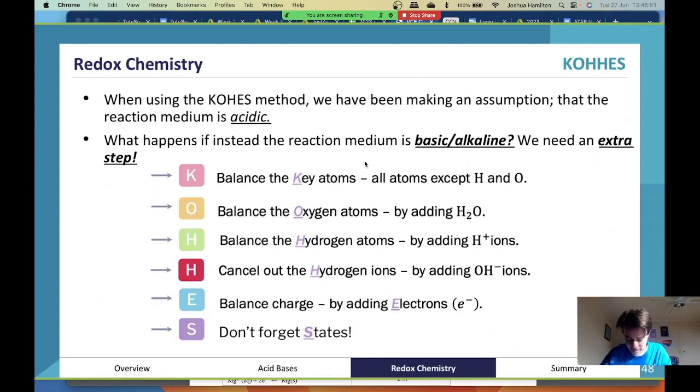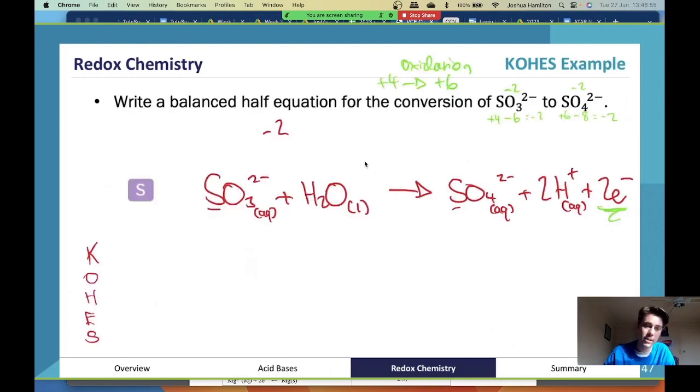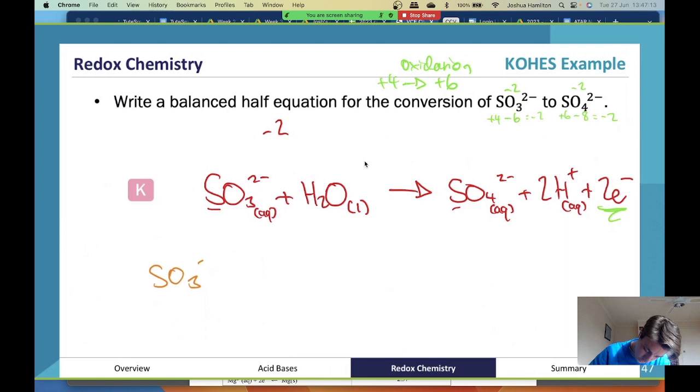And this complicates this. So let's jump back to this example here. We're going to go back to this example and do it again, and we're going to do this example in orange. We're going to say, all right, SO3 2- goes to SO4 2-.